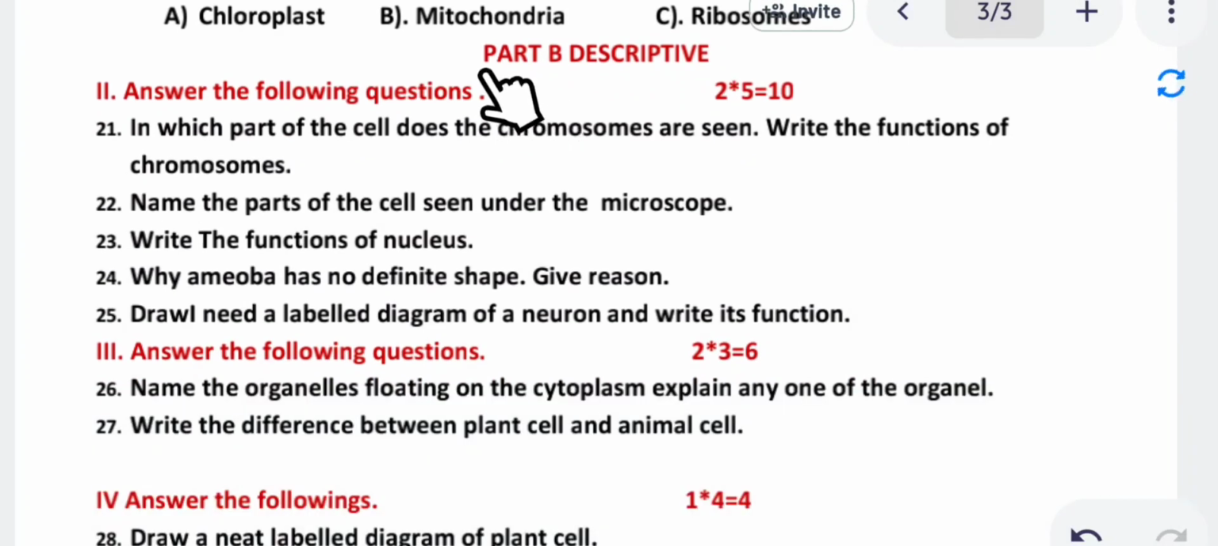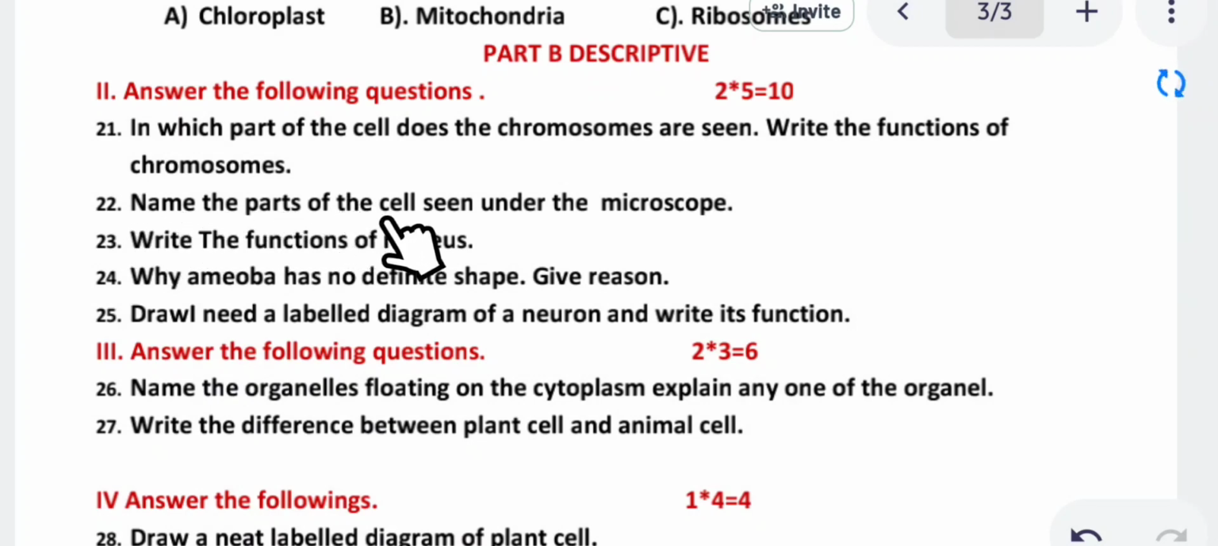And now part B, descriptive type of questions will be there. We have to explain them, we have to write them. Here 2 marks, 5 questions will be there. We'll see in which part of the cell the chromosomes are seen. We know that it is the nucleus, and we have to write the function of the chromosomes. Here chromosomes send the traits or characters from the parents to their offspring or children. Like that we have to write.